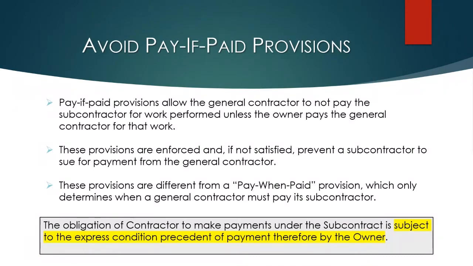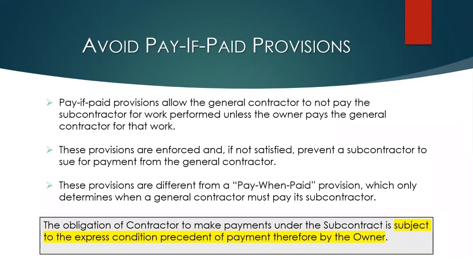The dreaded pay if paid provisions, becoming more and more common. We're seeing subcontractors being forced to accept pay if paid provisions, and many of them are, unfortunately. So what do you do if the general contractor won't let you take a pay if paid provision out of the contract?